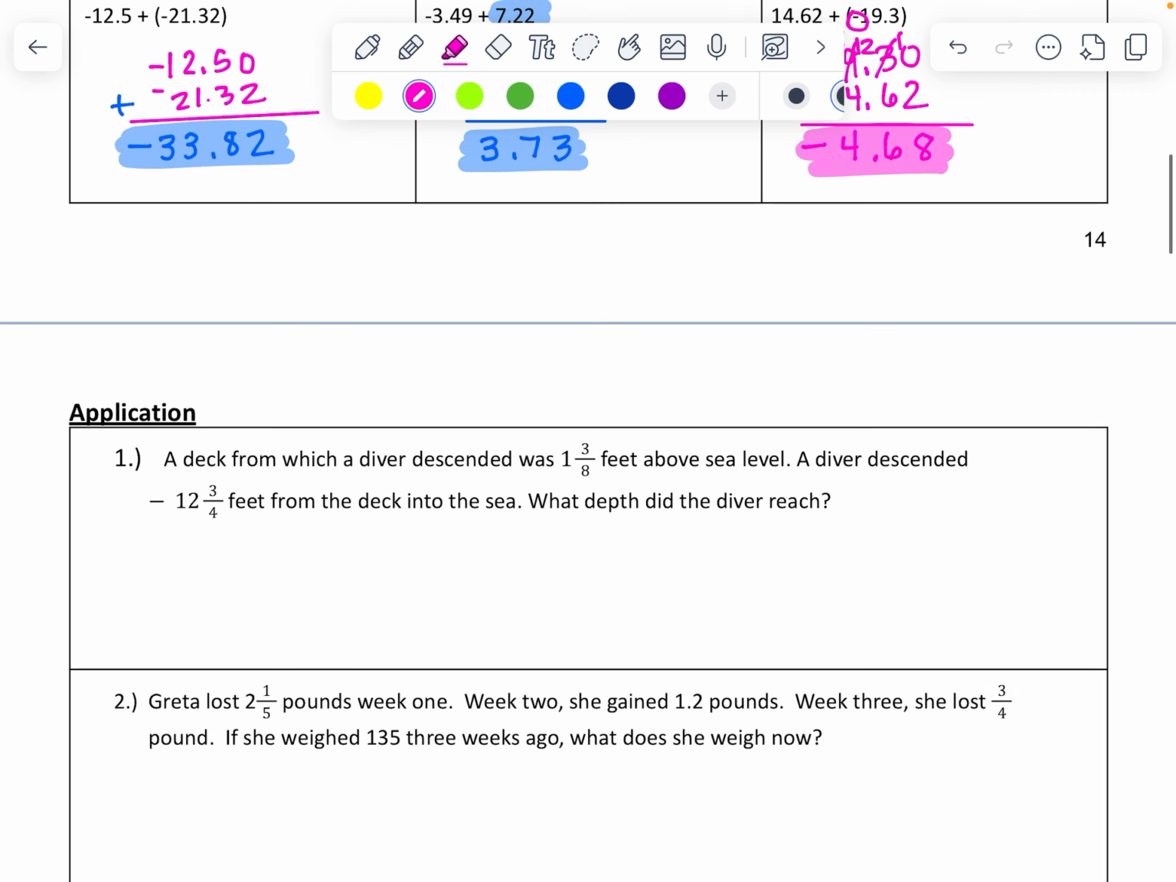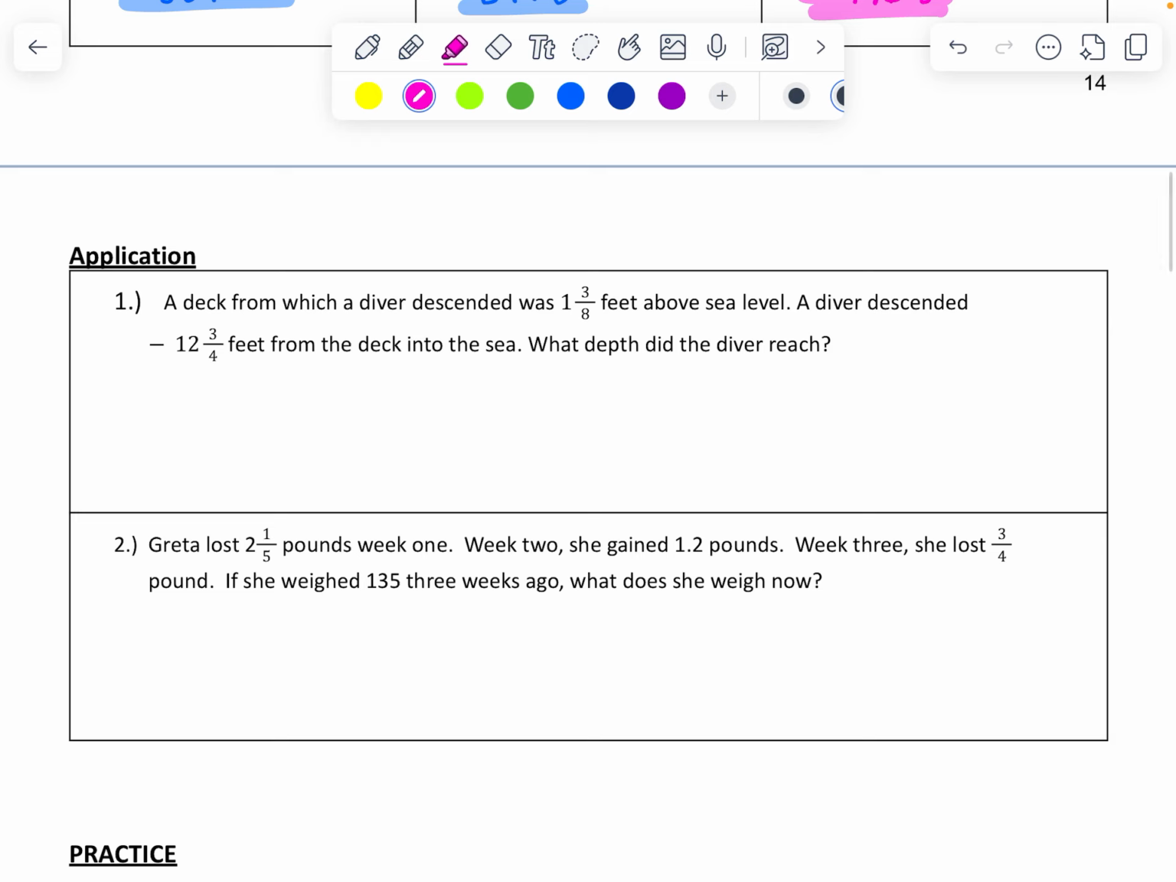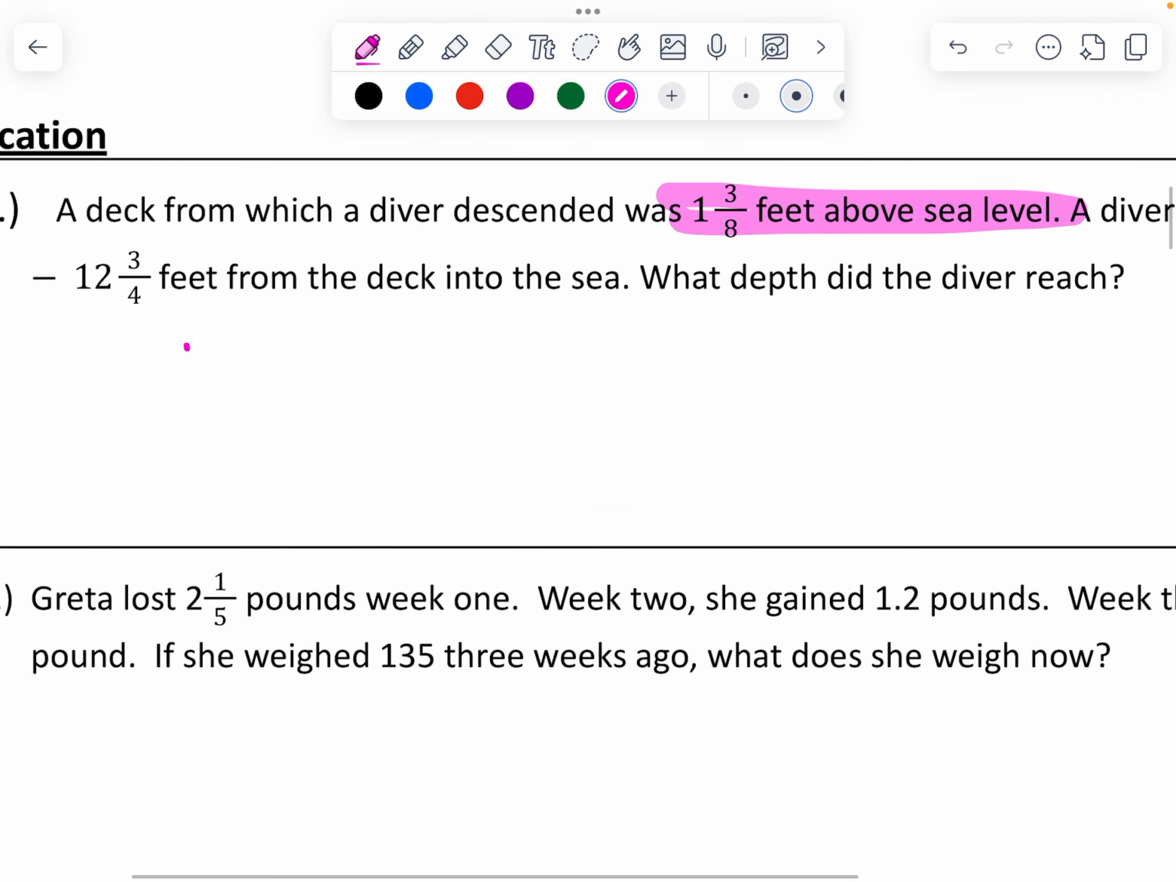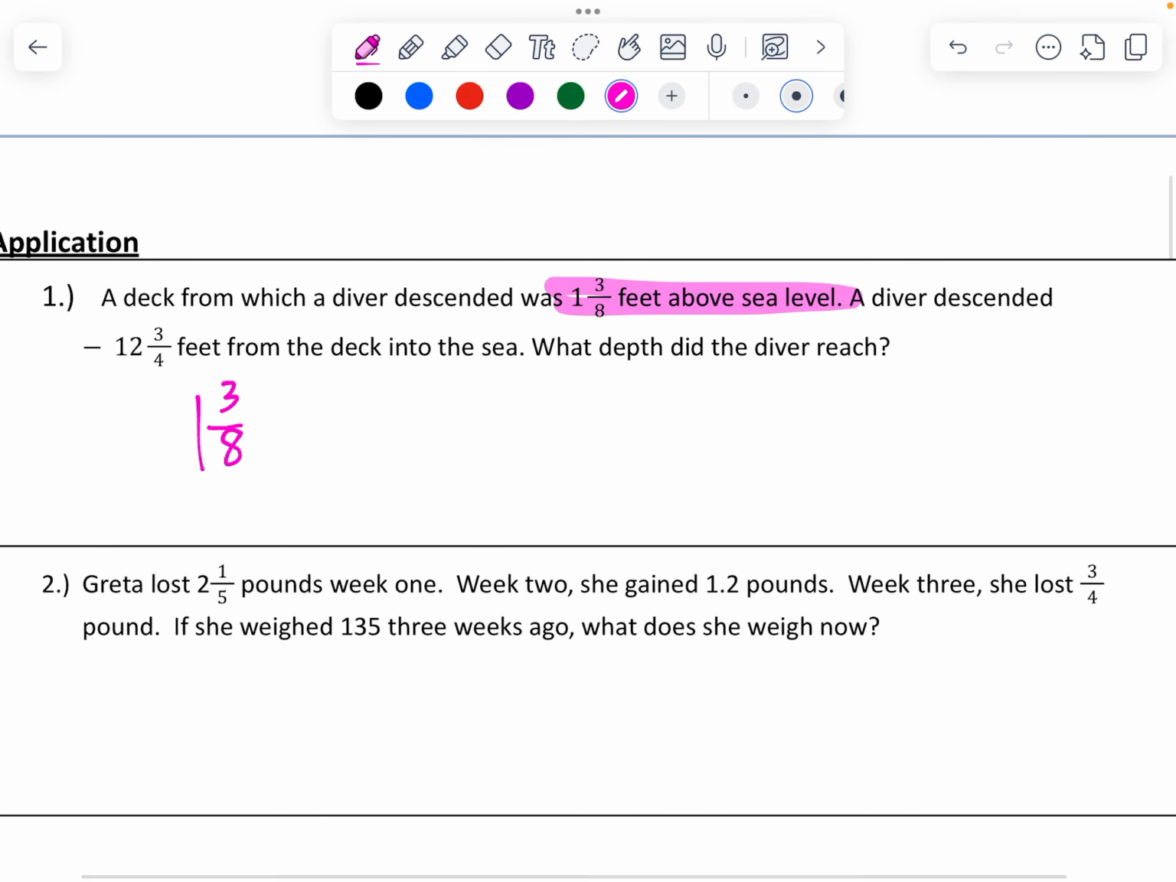All right, going to the next page, there are two application problems that I'm going to work through with you. So a deck from which a diver descended was 1 3/8 feet above sea level. We know above sea level means that it's positive. So I'm starting with a positive 1 3/8. The diver descends negative 12 3/4 feet from the deck into the sea.